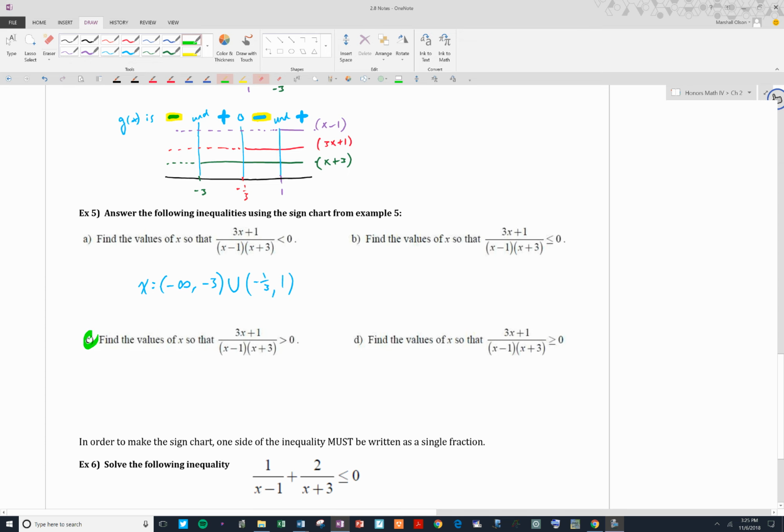I'm looking at C actually right now. I'm going to do that one next. So where is this thing positive? Well, right there and right there is where this is positive. So that would be between negative 3 and negative 1/3. And then also from 1 to positive infinity, everything after 1.